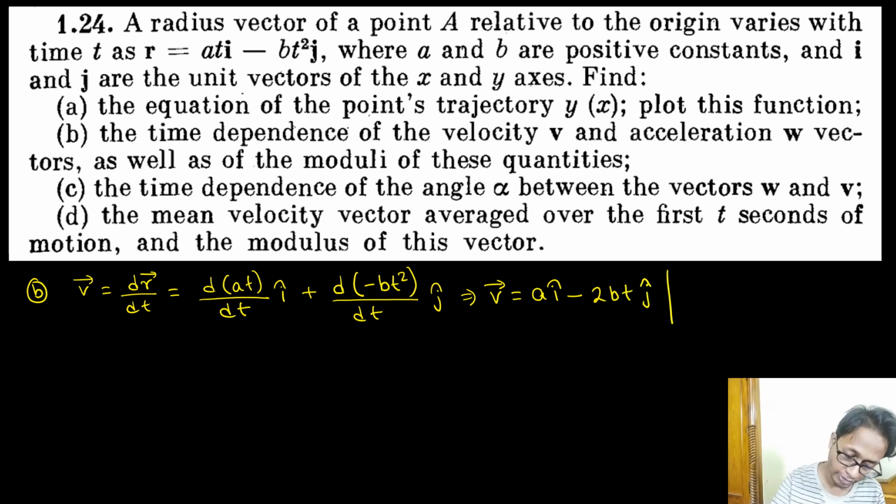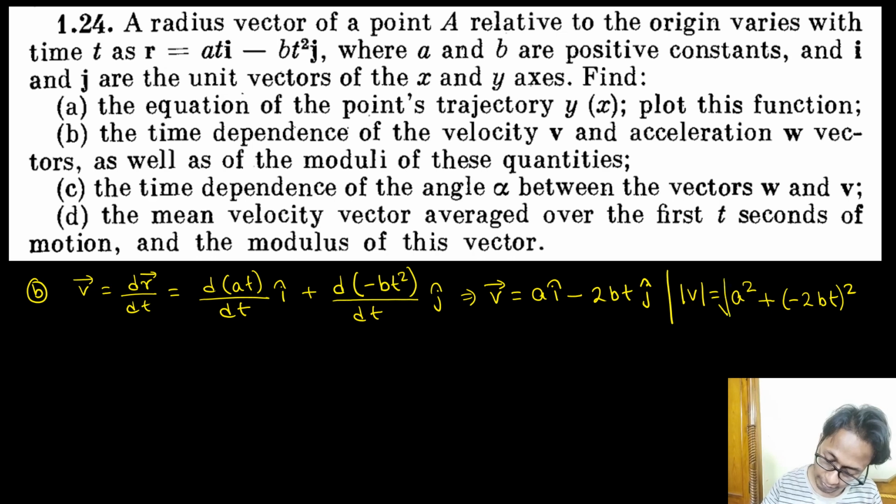The modulus of the velocity vector would be nothing but v modulus is equal to the magnitude of this vector. Magnitude of any vector is under root of x square plus y square, or is equal to under root of a square plus minus 2bt whole square. Or the modulus of the velocity vector is nothing but under root of a square plus 4b square t square.